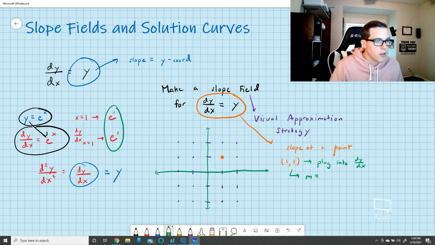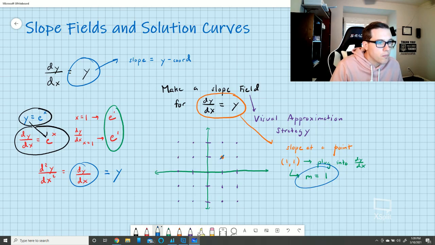So I plug it in. There's no place to plug in x. All I do is plug in y, and I get 1. Here's what that's saying. Ready? It's saying if the original function does pass through that orange point, it has to have a slope of 1. So what we can do to show that is draw a tiny little segment of the curve that matches this slope.